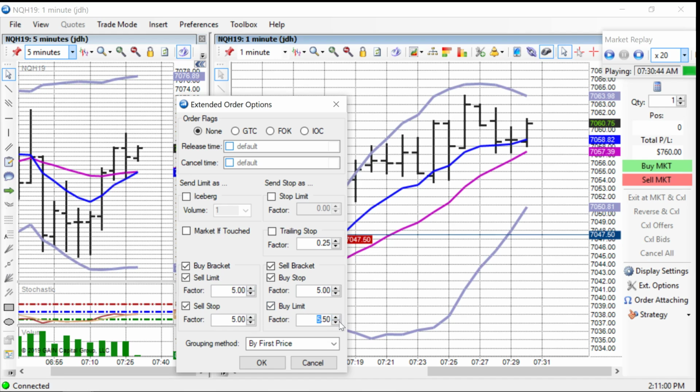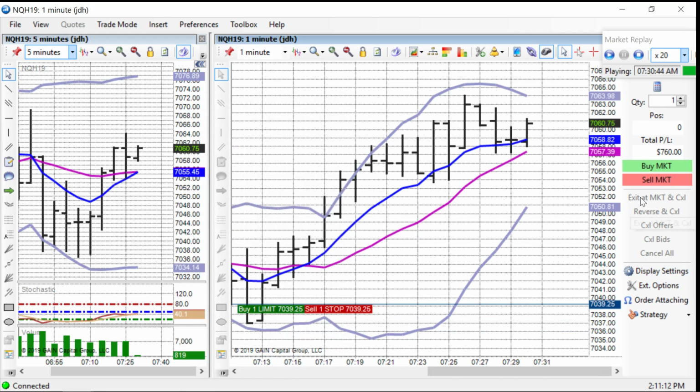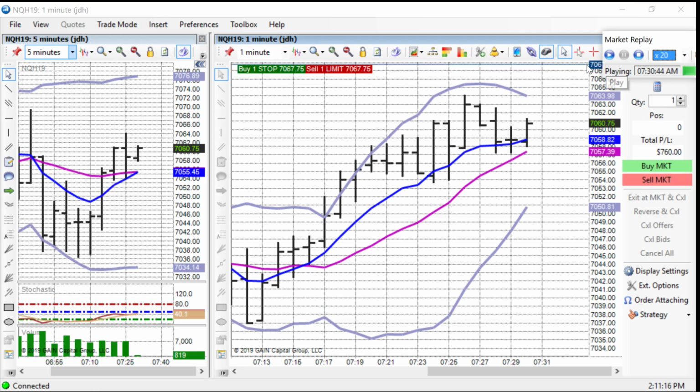Okay, so I'll just switch it back to 5-point targets. I know you've already seen this area, but I just wanted to demonstrate it. So I'll just set that back to 5-point. Okay, I'll just continue the trade here, see if there's anything I like.